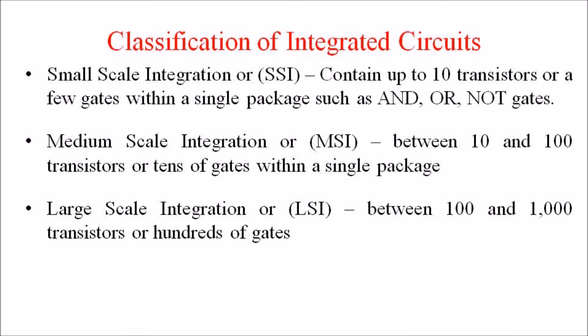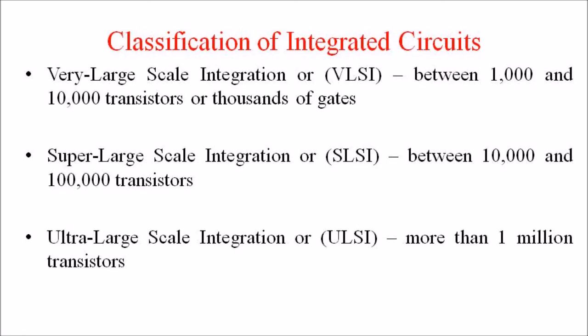The third one is large scale integration or LSI. It is between 100 and 1000 transistors or hundreds of gates and performs specific digital operations such as input-output chips, memory, arithmetic, and logic units. The fourth one is VLSI technology or very large scale integration. It lies between 1000 and 10,000 transistors or thousands of gates and performs computational operations such as processors, large memory arrays, and programmable logic devices.